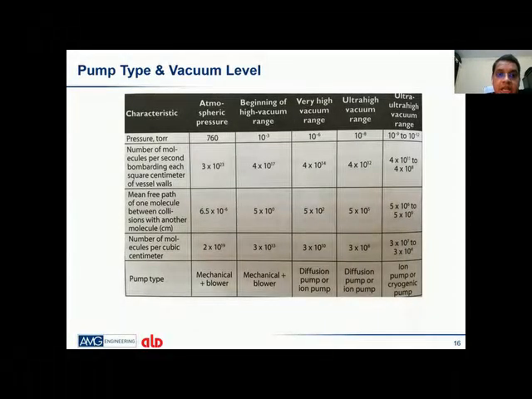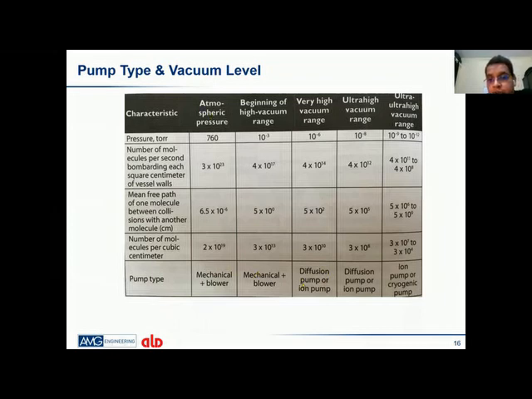So this is another slide, which is just to correlate what we have seen previously about the mean free path and the molecular density with the different vacuum levels and the pumps. This is the very basic pump set. When you say the mechanical pump and the blower, the vacuum level we are talking about tends to 10^-2 and 10^-3 millibar.